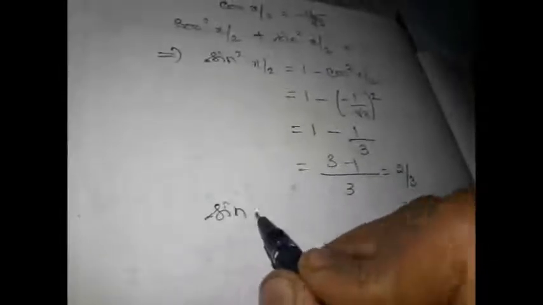Therefore sin x by 2 equals square root of 2 by 3, which is going to be root 2 by 3 only, right? But what about the sign? We found x by 2 lies in the second quadrant, so it will be positive only. Sine and its reciprocal will be positive. So it is going to be plus root 2 by root 3.